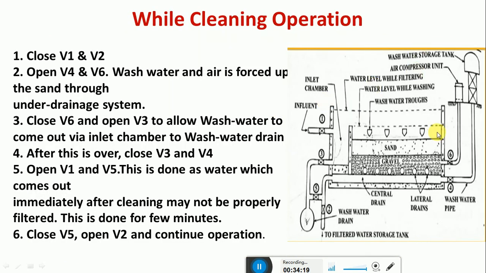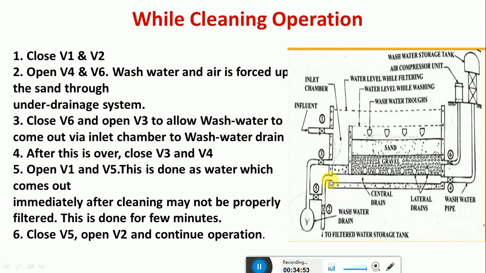Whereas during the process of backwashing, all the other valves will come into picture. While cleaning this rapid sand filter, the inlet valve and outlet valve will be closed, that is V1 and V2 will be closed. Then the valves V4 and V6 will be opened. So what is this valve V4? This is the wash water pipe through which the water is allowed to backwash from the bottom layer in the under drainage system.